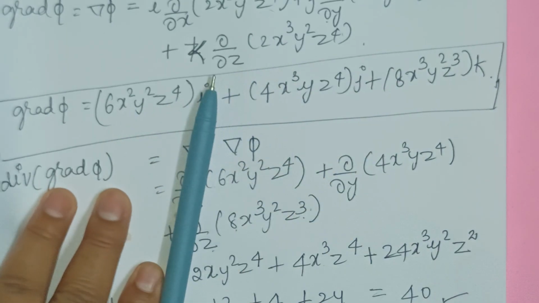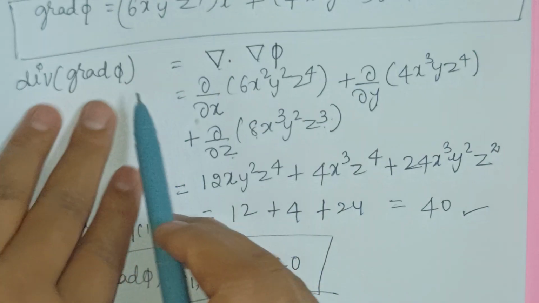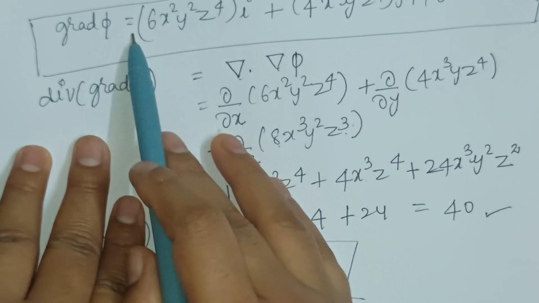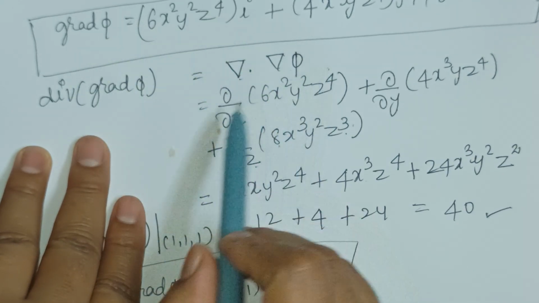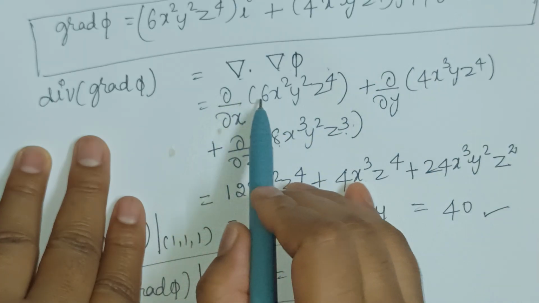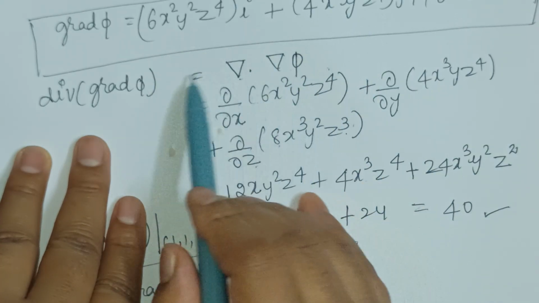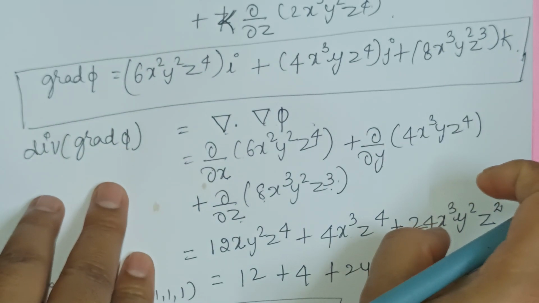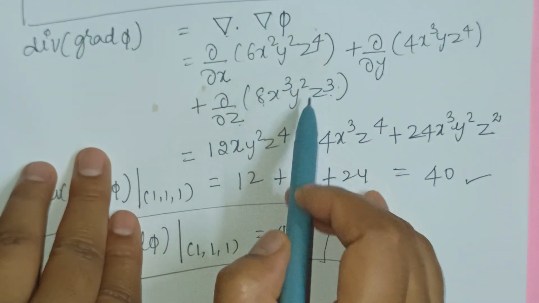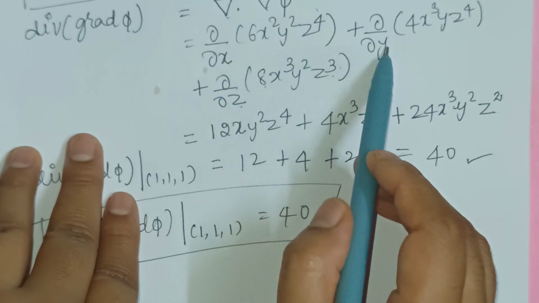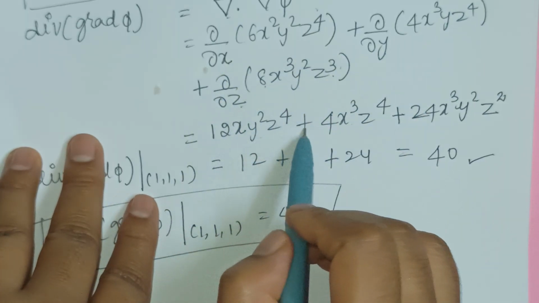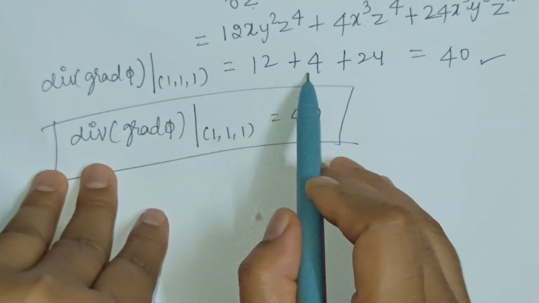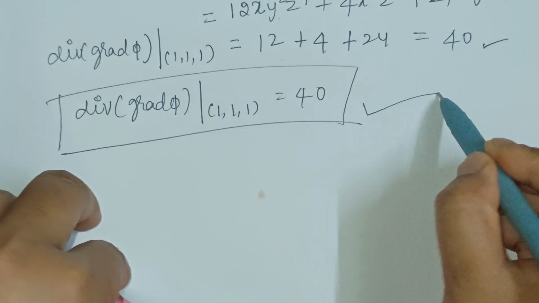So once we get the grad phi, find the divergence of that grad phi. That is going to be del dot del phi. Grad phi is exactly what our del phi is. Now just multiply it with the corresponding elements, so that i, j and k are the unit vectors. If they are pointing in the same directions, they get cancelled out. So after differentiating partially with respect to x, y and z, we get 12 x y square z to the power 4 for this respective equation. Then at the point (1, 1, 1), we get 12 plus 4 plus 24 equals 40. Hence this is the answer.